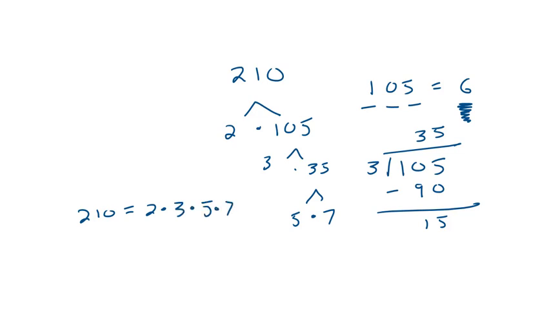You can see why the tree is written in the way it is. It's kind of a nice order. So I'll underline 2, then 3, then 5, and then we end in 7. The prime factorization of 210, 2 times 3 times 5 times 7.